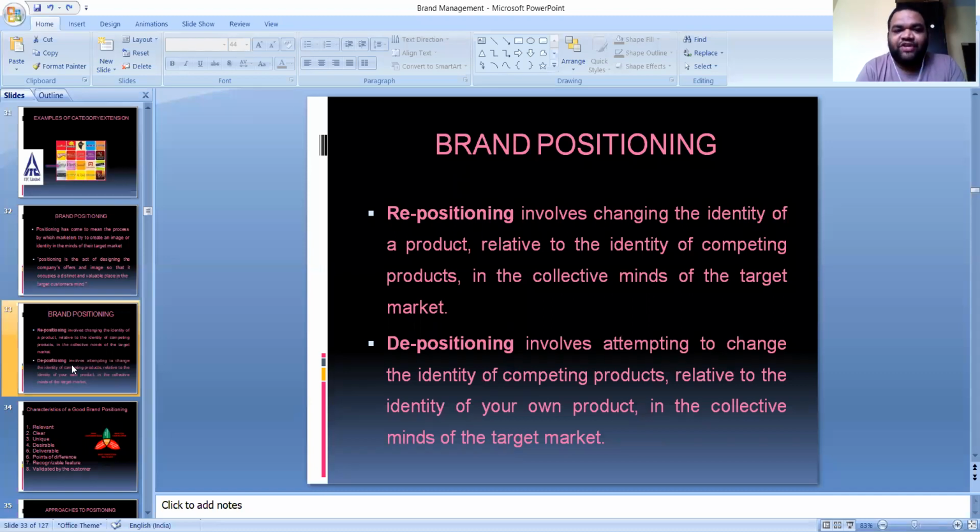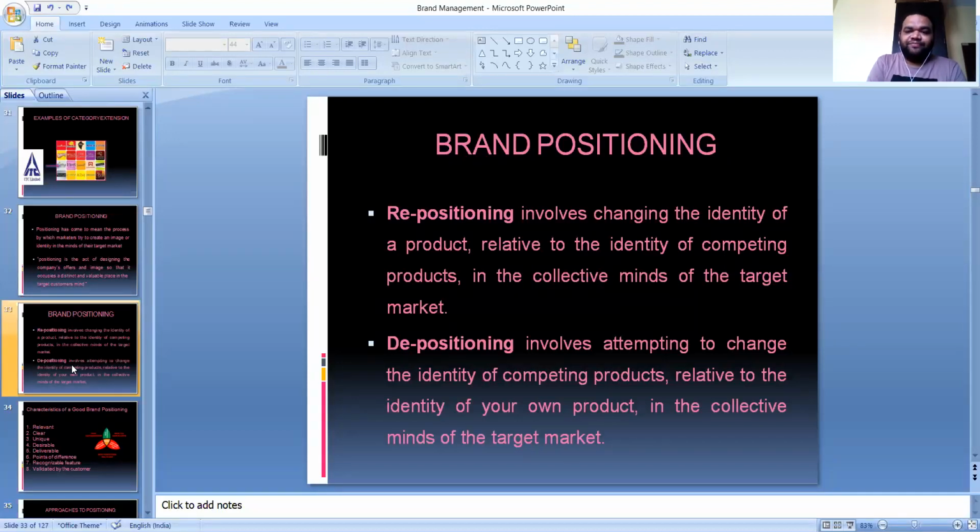The name itself is telling. It involves changing the identity of a product relative to the identity of competing products in the collective minds of the target market. Yes, you want to change the identity. Whatever people think of your product as different from and competing with the others, they want to change that. That is what we call repositioning.